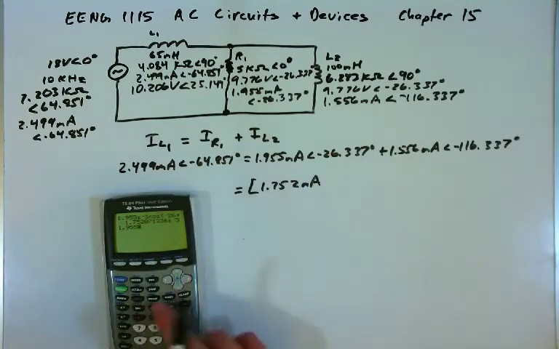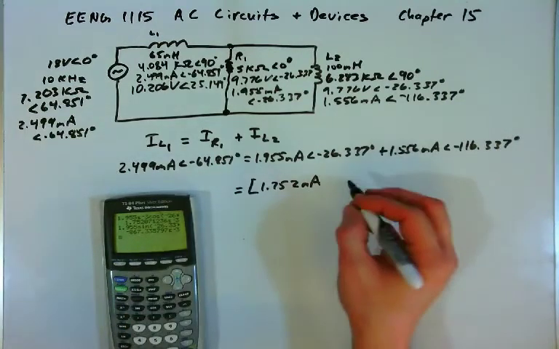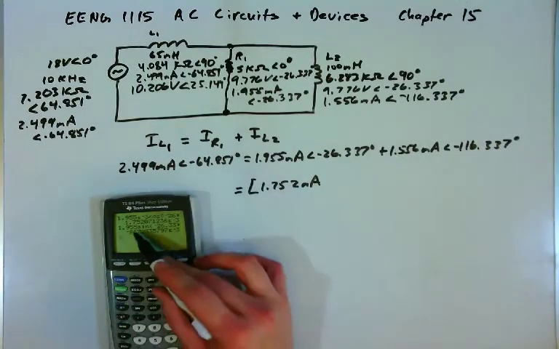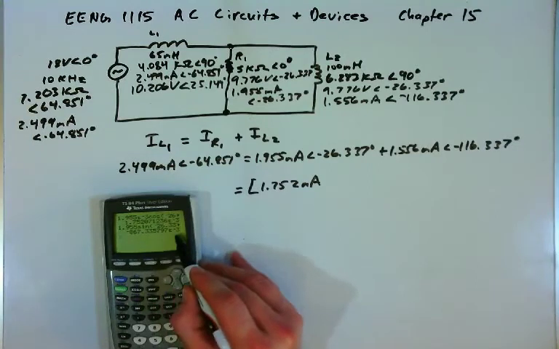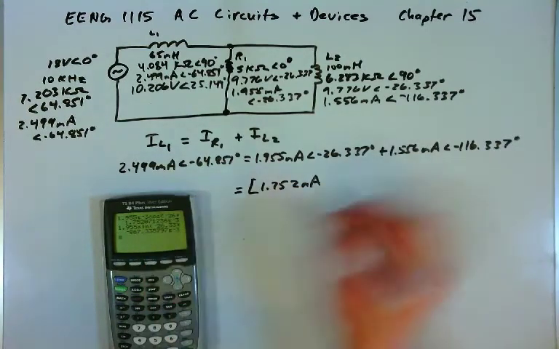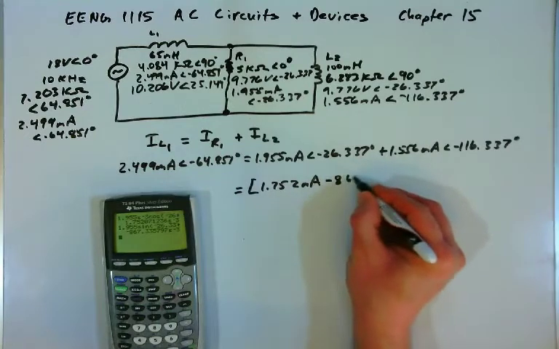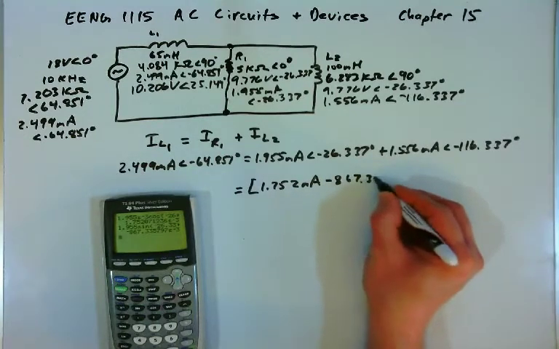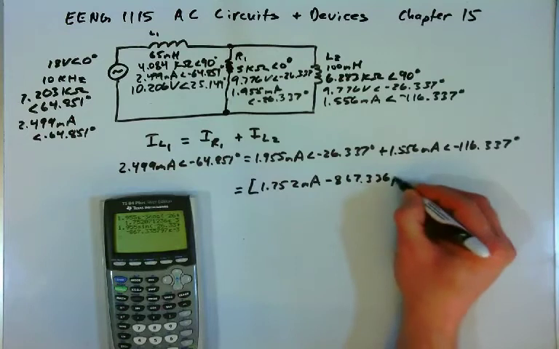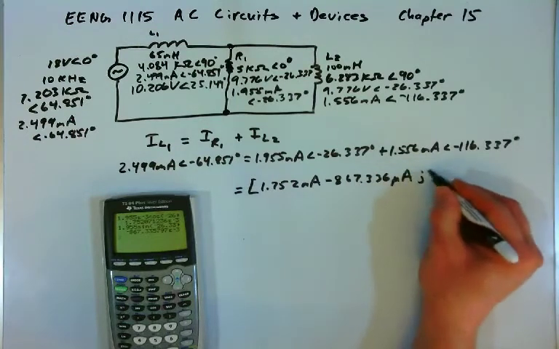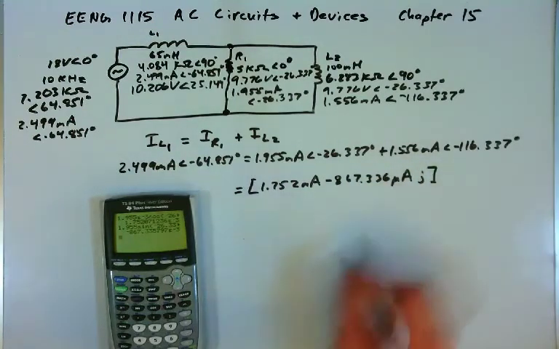The y coordinate will be 1.955 times the sine of the angle. So this times the sine of negative 26.337 degrees. And we get a negative. I forgot to put my milli in there. This answer is actually supposed to be micro. So the y coordinate will be negative 867.336 microamps, and that is a J component.